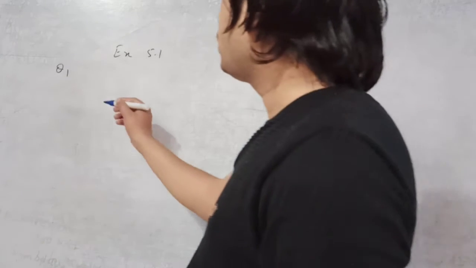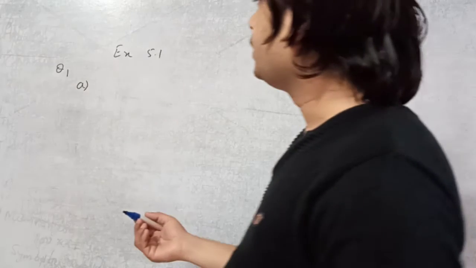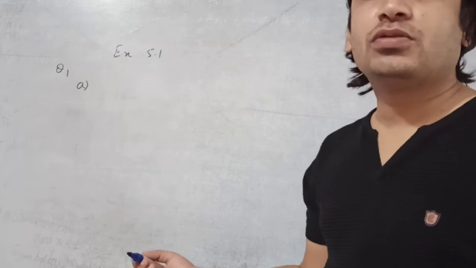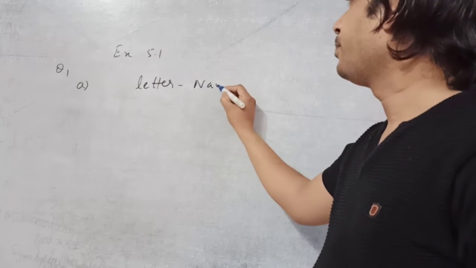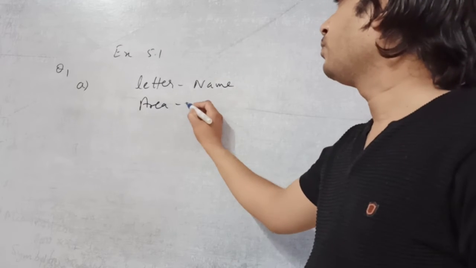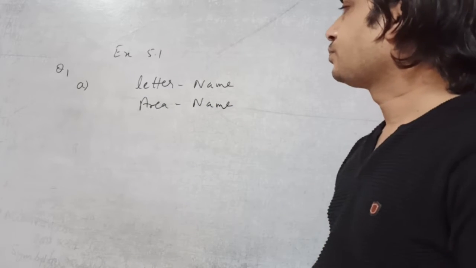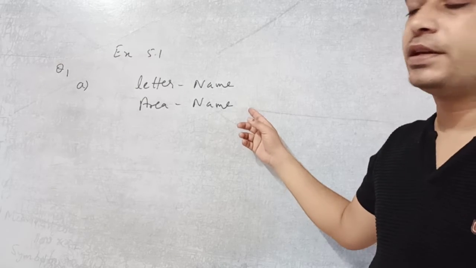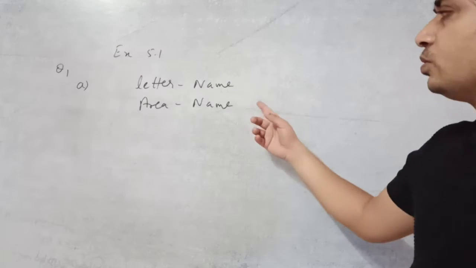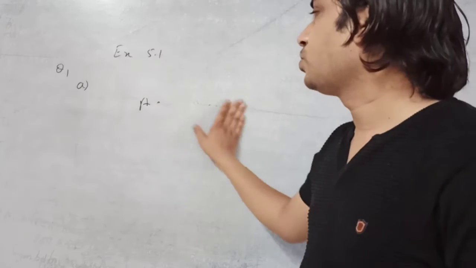In question number one, A1, they have told the number of letters for different areas in a postman's bag. So for this they have given the number of letters in the postman's area. If the letters are there, the letter is with a name, and the area is also with a name only. So here we cannot draw the class interval. Here we do not have the class interval, so that's why we cannot form a histogram here.